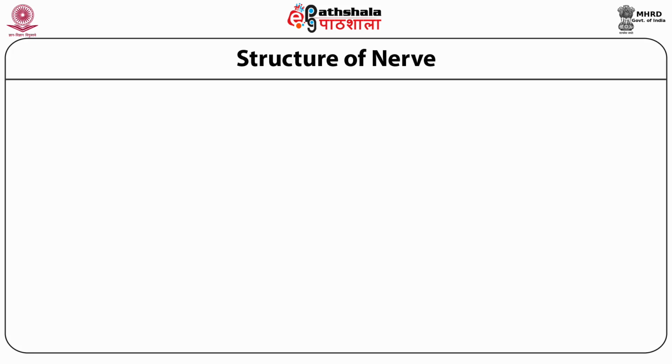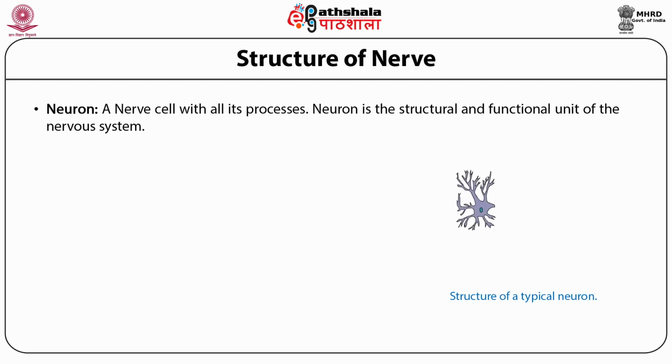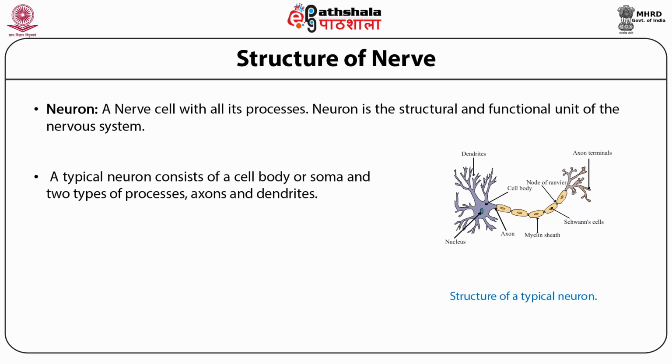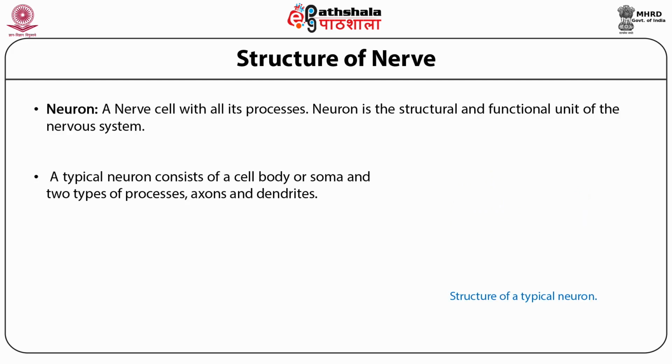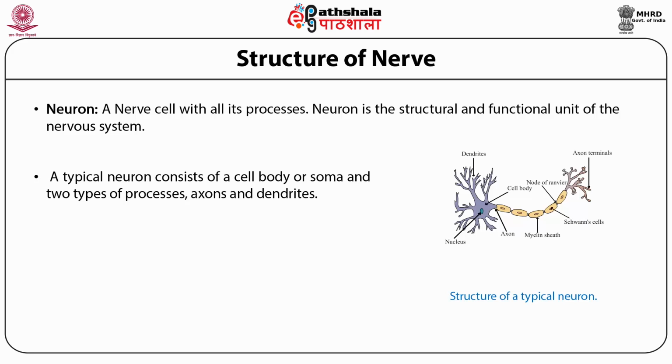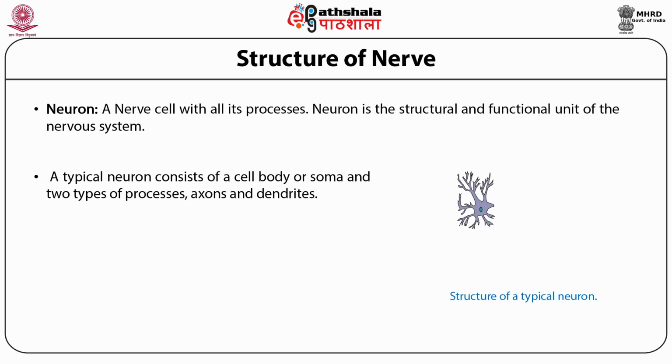Structure of nerve. What is a neuron? A neuron is a nerve cell with all its processes. The neuron is the structural and functional unit of the nervous system. A typical neuron consists of a cell body or soma and two types of processes. These are axons and dendrites. In the figure below, you can see that the first part is the cell body or soma, in the middle is the axon, and at the end there are axon terminals. They are different parts of the nerve cell.